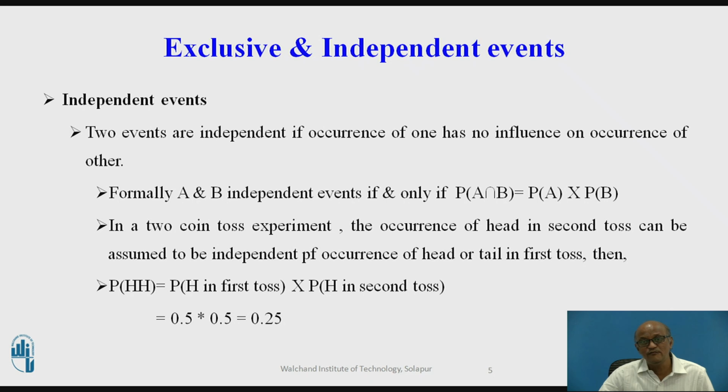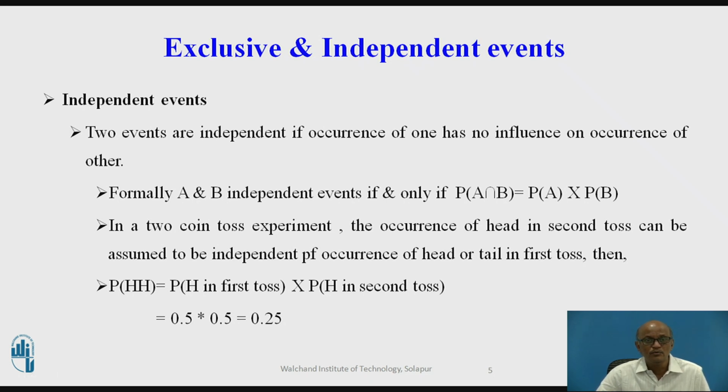Formally, we consider two events to be independent if the probability of A intersection B, which means the joint occurrence of A and B, can be obtained by multiplying the respective probabilities, that is, probability of A times probability of B. The probability of the intersection of A and B is nothing but the product of the probability of A and the probability of B.